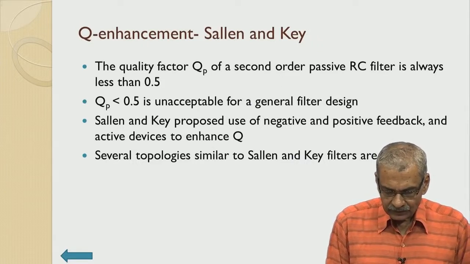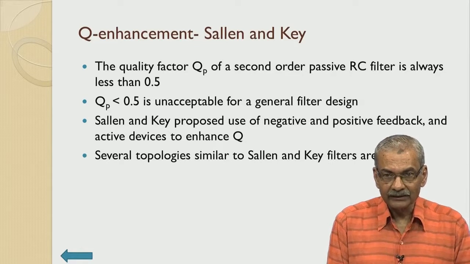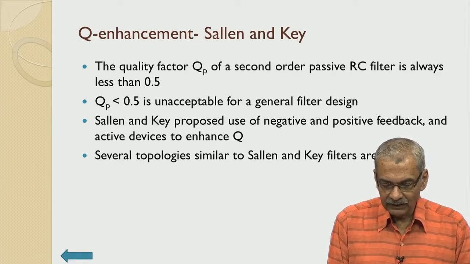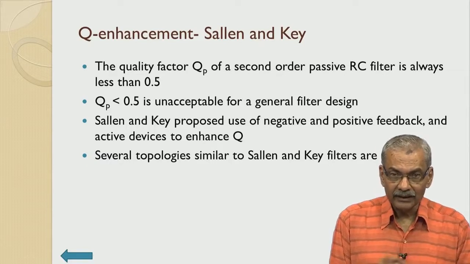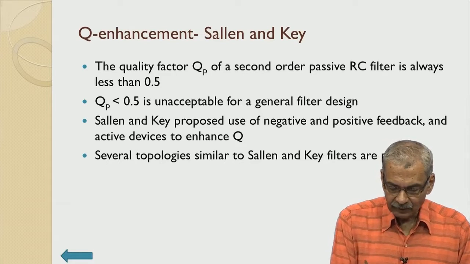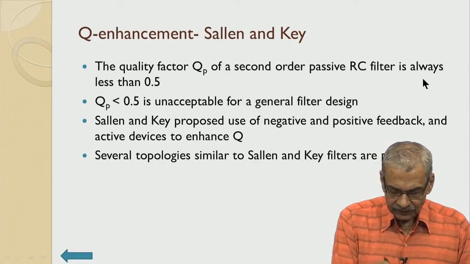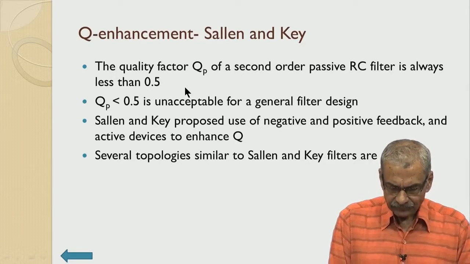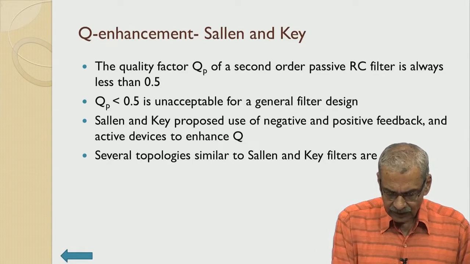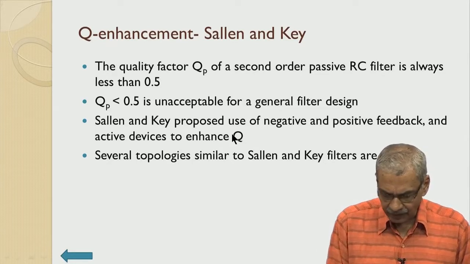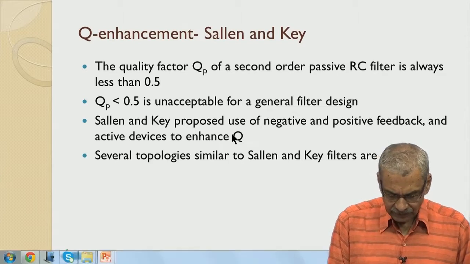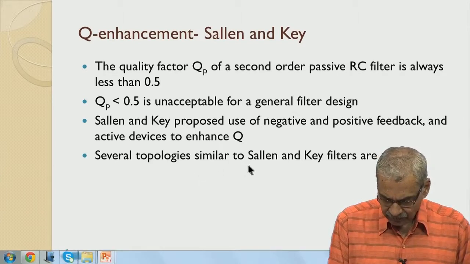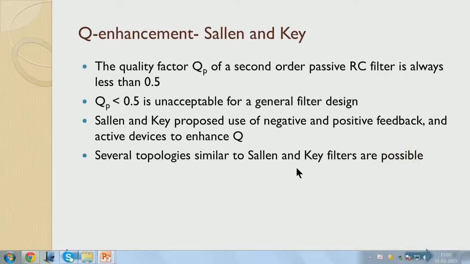Now, how to enhance the quality factor Q in another fashion? That is what is normally adopted in what are called Sallen-Key networks. The Q enhancement takes place due to feedback, negative or positive. The quality factor QP of the second order passive RC filter, since it is always less than 0.5, is unacceptable for general filter design. So, Sallen and Key proposed use of negative or positive feedback to enhance the Q. Several topologies similar to Sallen-Key filters are possible. These are going to be synthesized systematically by us.